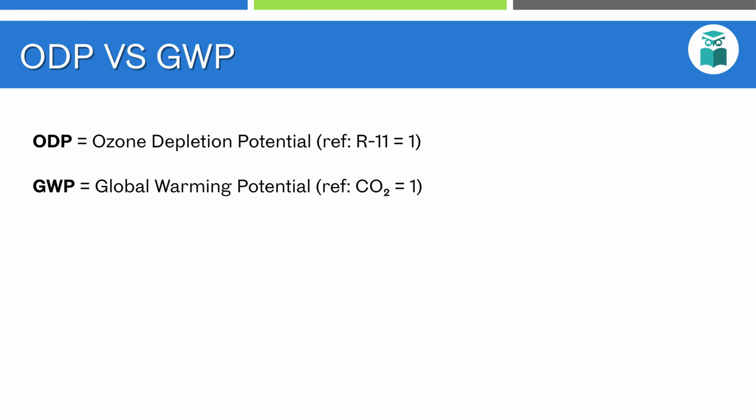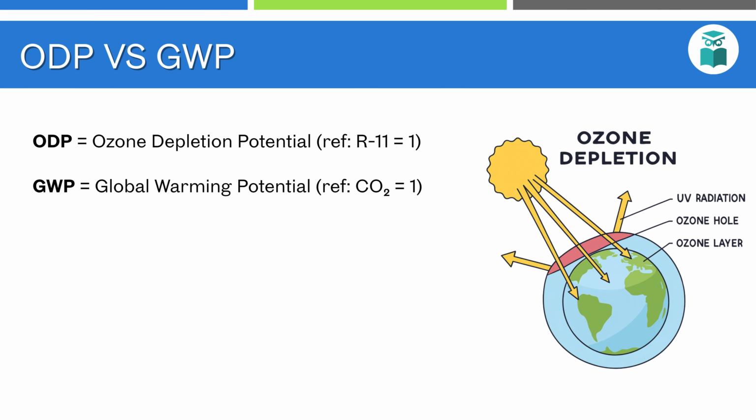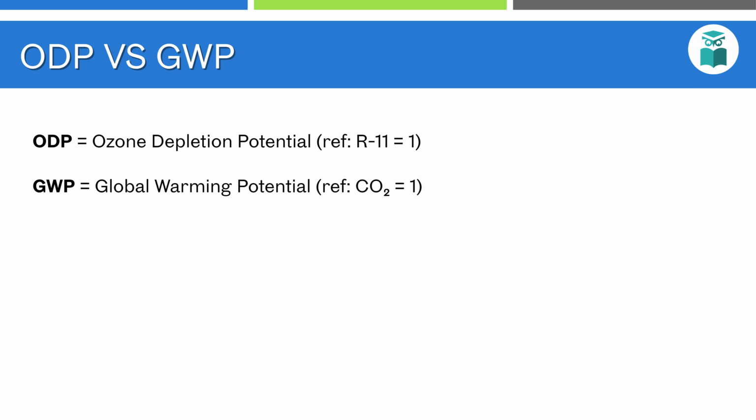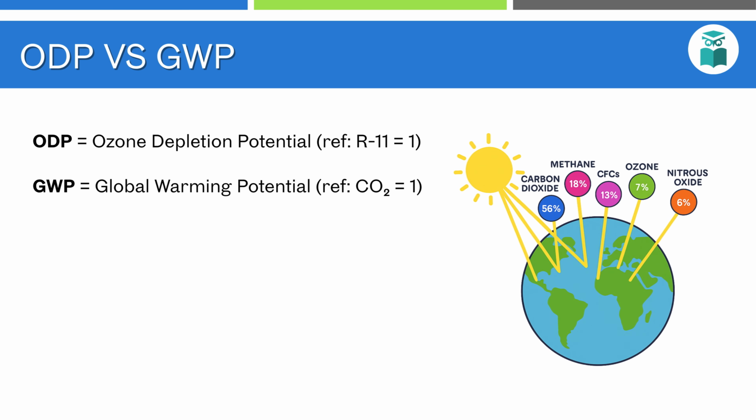Now let's compare ODP and GWP. Ozone depletion potential, or ODP, measures how much a refrigerant can harm the ozone layer. The reference standard is R11, which has an ODP of 1. Global warming potential, or GWP, measures how much heat a refrigerant traps in the atmosphere over 100 years. The reference standard is carbon dioxide, which has a GWP of 1.